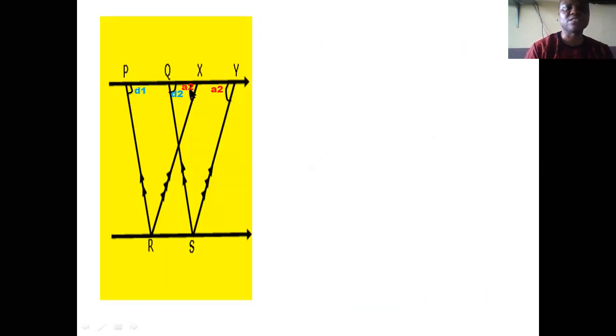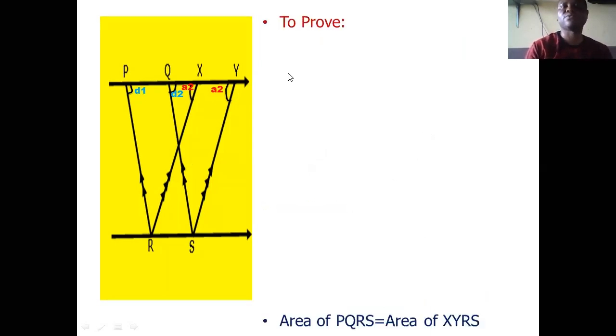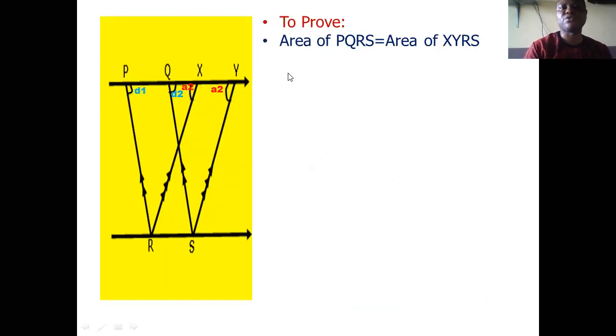Oh, this is a mistake. It's A1 and A2. Don't forget that. So now let's start. To prove: area of PQRX is equal to what? Area of XYRX.